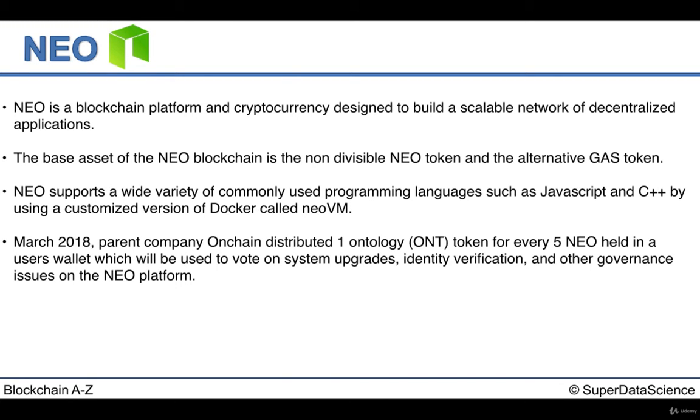Also, we saw in our introduction that NEO was launched originally in 2014, but as Ant shares, through the development company OneChain, and rebranded to NEO in 2017. A few months ago in March, OneChain, remember OneChain is the parent company, distributed one ontology token for every 5 NEO in a wallet that will be used to vote on things such as system upgrades and governance issues on the NEO platform.